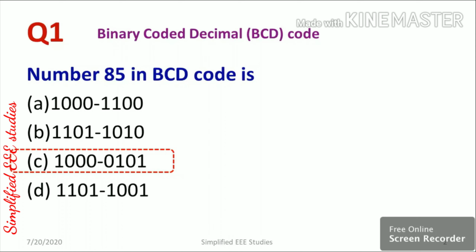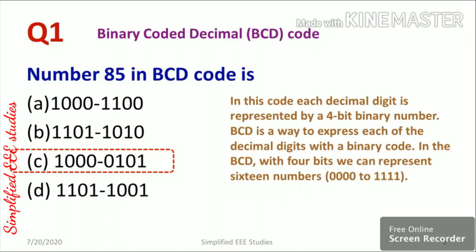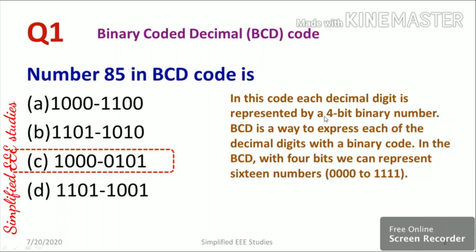The expansion of BCD is binary coded decimal. In BCD, each decimal digit is represented by a 4-bit binary number. BCD is a way to express each of the decimal digits with a binary code. With 4 bits, we can represent 16 numbers, that means 0 to 15. So this is about BCD. It is very easy to convert a decimal number into binary coded decimal.